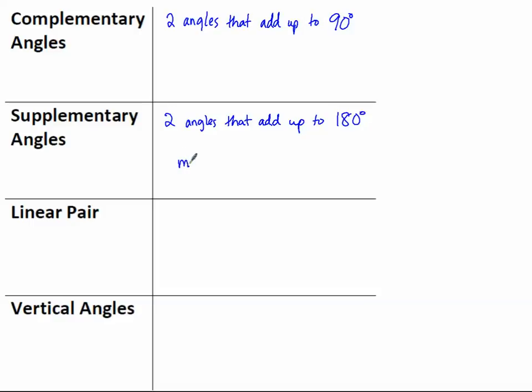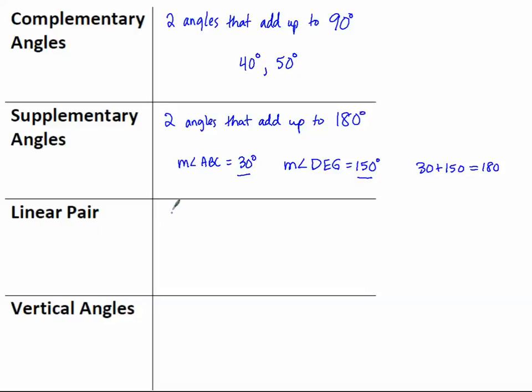For example, the measure of angle ABC equals 30 degrees. Its supplement would be angle DEG. Notice they don't share any points, but that would be 150 degrees. Those two angles are supplementary because they add up to 180 degrees. 30 plus 150 equals 180. Complementary angles add up to 90. So those would be two angles like 40 degrees and 50 degrees, for example.